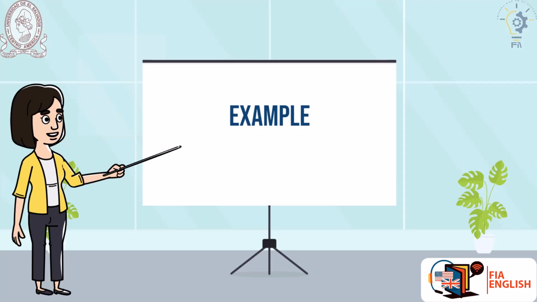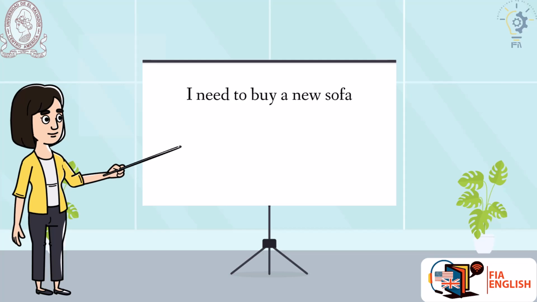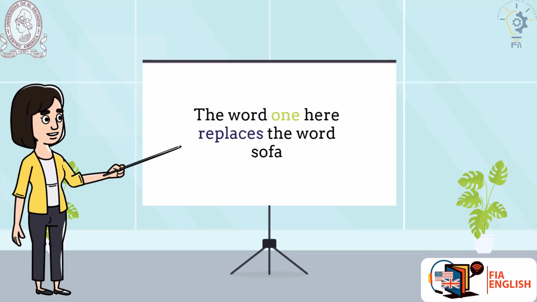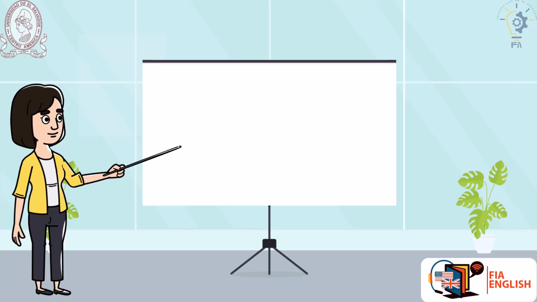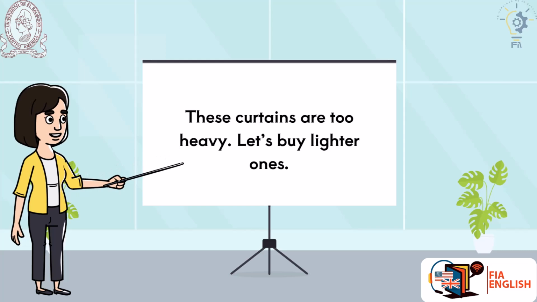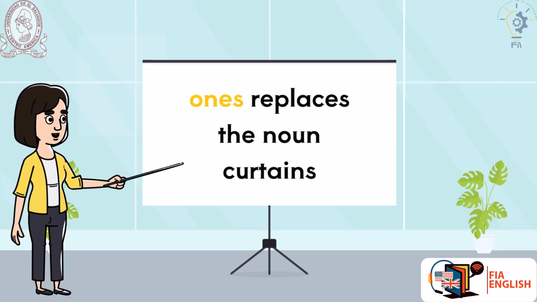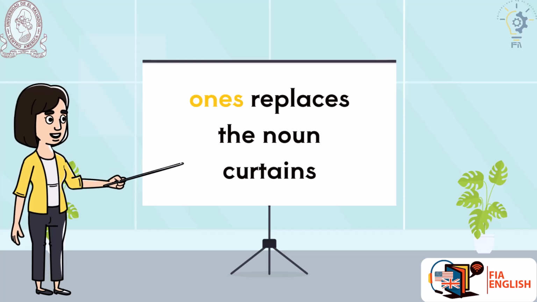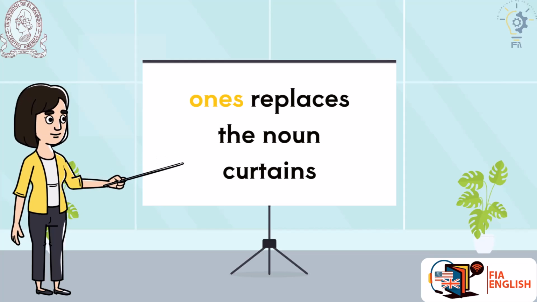Consider a short example: I need to buy a new sofa. A friend replies, I know a shop where you can find a cheap one. The word one here replaces the word sofa, which prevents unnecessary repetition. Another case: these curtains are too heavy. Let's buy lighter ones. Again, ones replaces the noun curtains. These little words may seem small, but they are very powerful in daily English conversations.